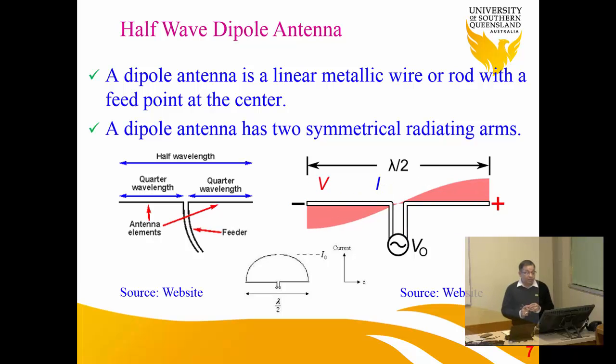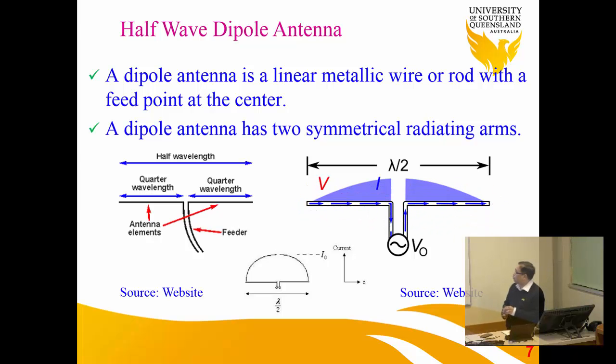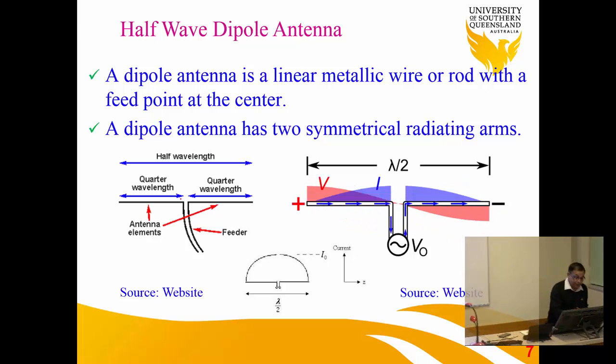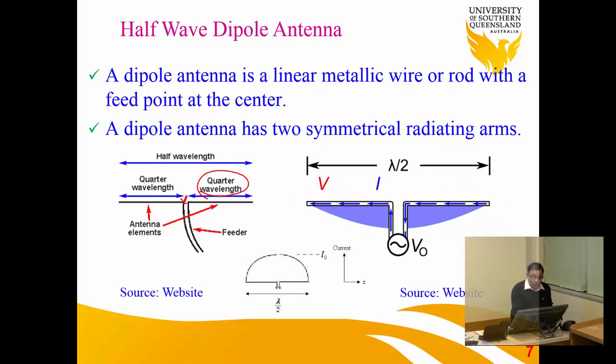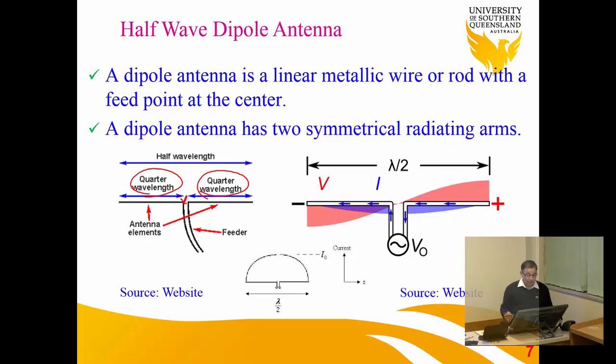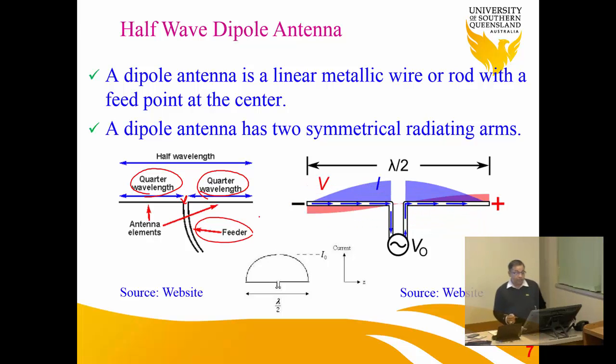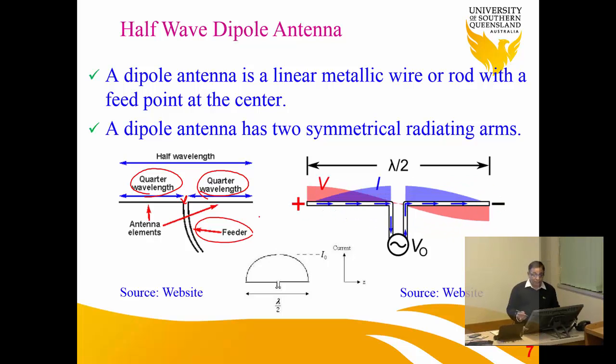A dipole antenna is a linear metallic wire or rod with feed point at the center. Okay? And dipole antenna has two symmetrical radiating arms, each a quarter wavelength, this is quarter wavelength. So far, half wavelength. And this is the feeder. And in this animation, red one shows the voltage and blue one shows the current.